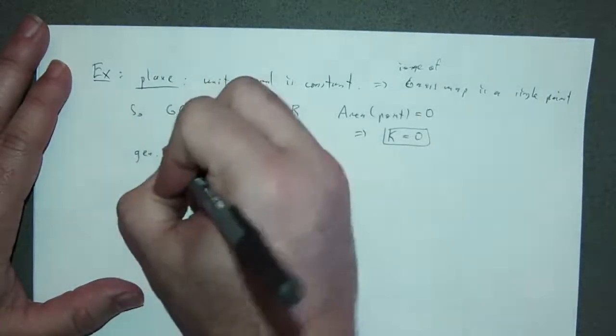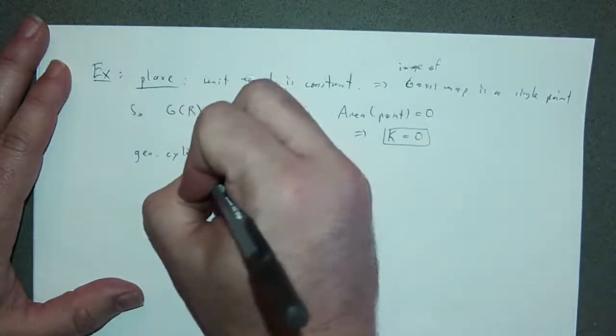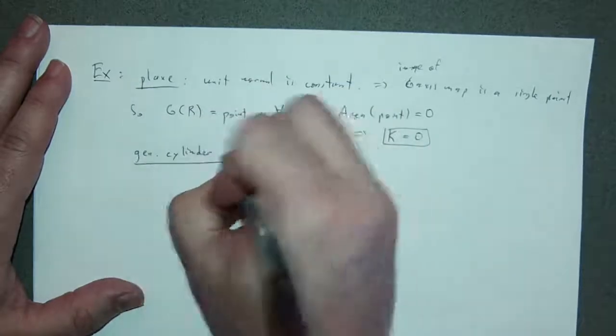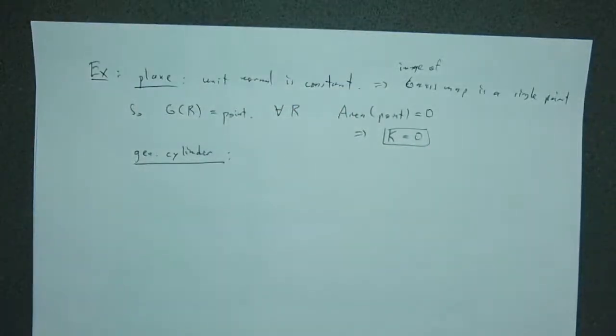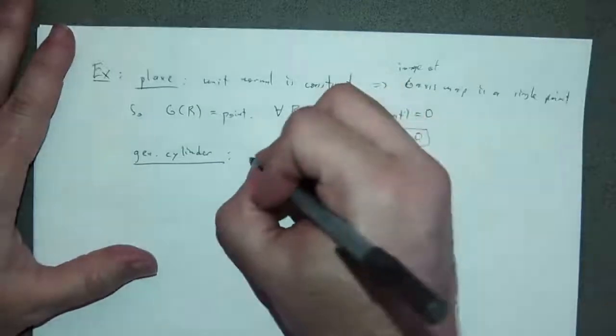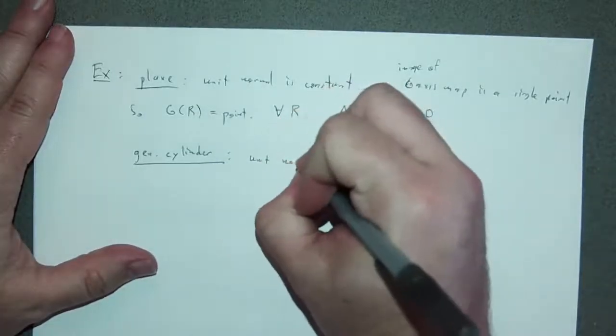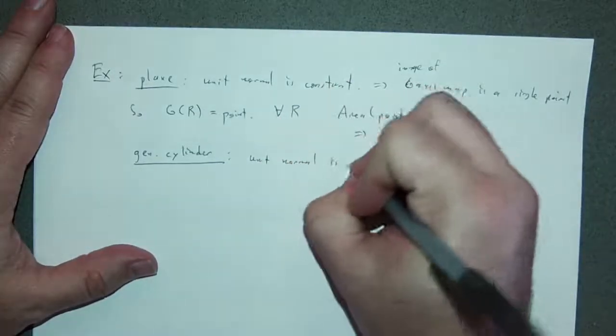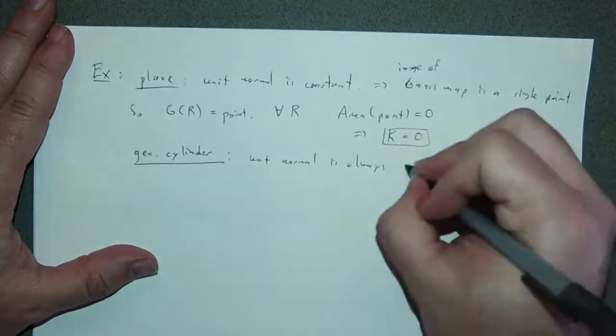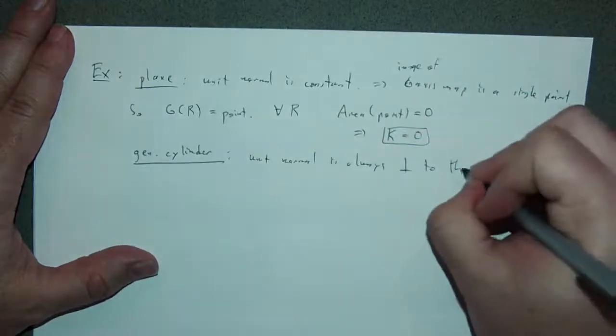Okay, let's do cylinder. Actually, let's do even better. Let's do generalized cylinder. So before we actually just did unit cylinder, but now we're doing this for generalized cylinder here, which is an example of a ruled surface. So unit normal is not constant, but unit normal is always perpendicular to the rulings of the cylinder.